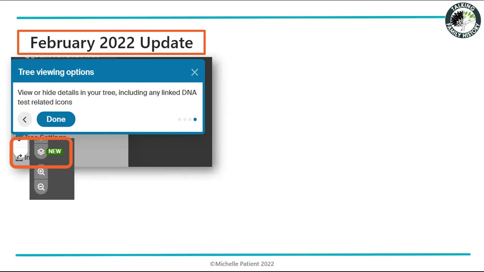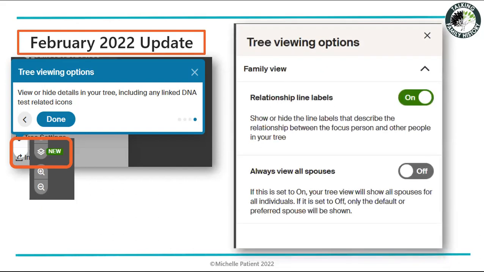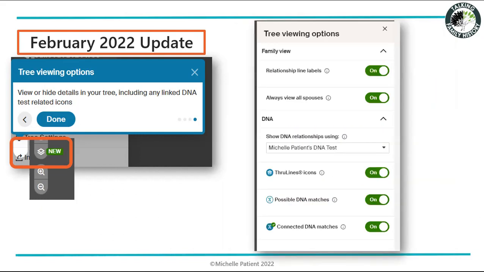Well, you can hide and view details, including any linked with DNA. So if I click on that ravioli button where the word new is in green, if you don't have DNA connected, you're going to get this drop-down menu on the right-hand side of your screen when you're looking in a tree view. And you can turn on and off whether you want to see the relationships and whether you want to see the spouses. If you're like me and you have your DNA attached, you'll get a longer menu on the right-hand side with the DNA additional options that you have now got controls over.